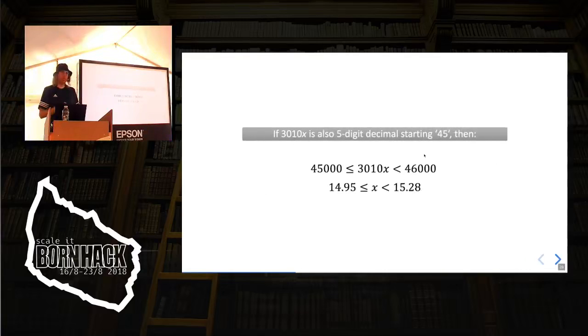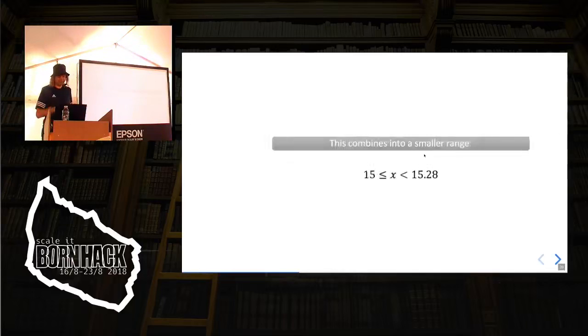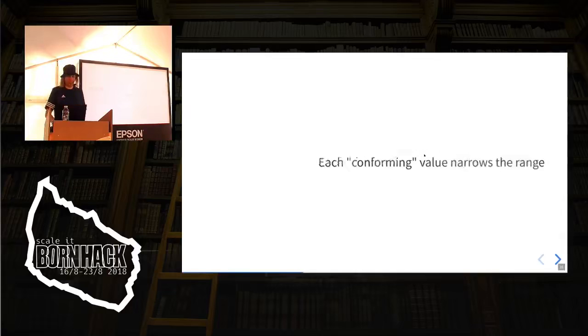If we know the same for, let's say, 3,010 times x, then we can narrow the interval for x. We learn something more about x. We can have a narrower interval of what we assume x is. And if we do this long enough, we can get a more precise measurement of x.